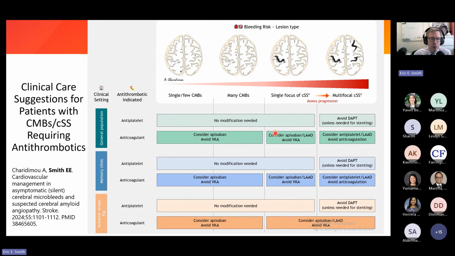I think when cortical superficial siderosis appears, particularly when it's multifocal and disseminated, these patients may have higher risk. And for that patient population, we don't have clinical trial data. So I'll take this all with a grain of salt, but I would consider minimizing exposure to dual antiplatelet therapy and considering, if AF is present, an anticoagulation sparing strategy like left atrial appendage closure.